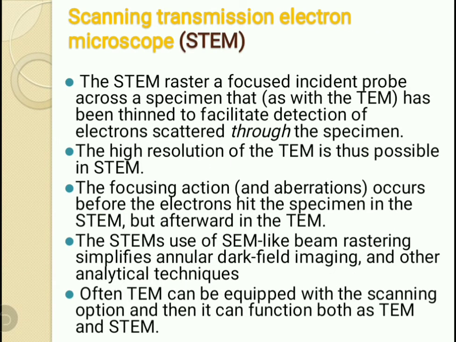Again, the combination of scanning and transmission is the scanning transmission electron microscope. Here a focused incident probe is scanned across a specimen that has been thinned to facilitate the detection of electrons. The high resolution of TEM is thus possible in STEM. The focusing action occurs before the electron hits the specimen in STEM, but afterward in TEM. So these are the combinations, and whatever the advantages are in TEM and SEM, they are overcome by these facilities. So these are the types.